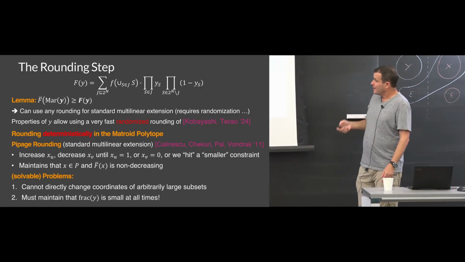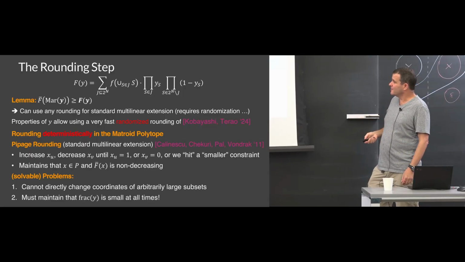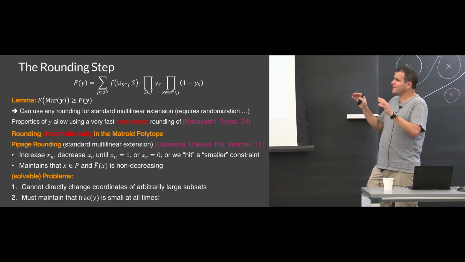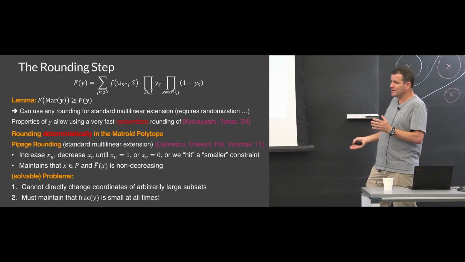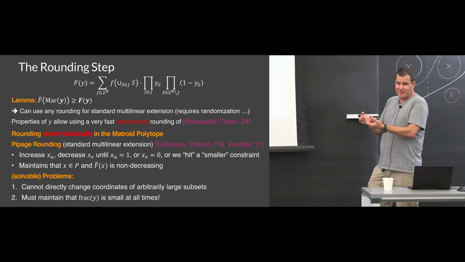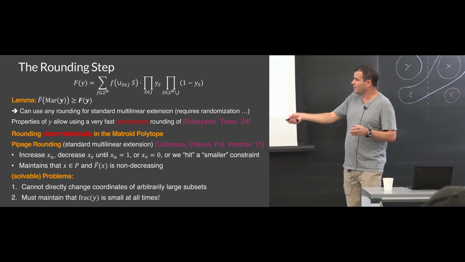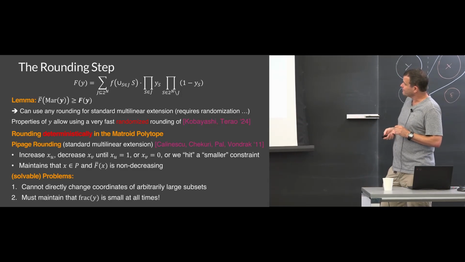Let's skip this. What we do in order to do it deterministically is we extend something called pipage rounding that was used in the standard extension, but we need to be very careful here. We cannot really change coordinates that combine a lot of sets, so we need more ideas. And most importantly, we need to keep the number of fractional coordinates very small, since otherwise we cannot evaluate the function deterministically. So we need to be very careful, but these are all solvable problems.